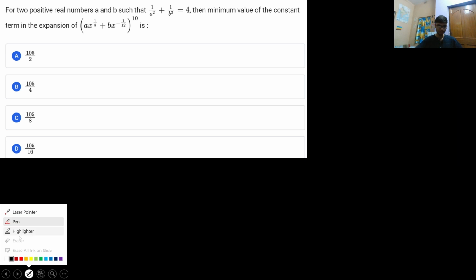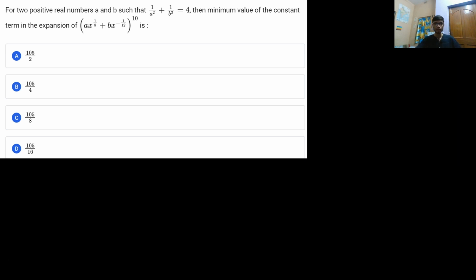And the sixth question, okay, is a very simple problem. It is saying for two positive real numbers a and b such that 1 by a square plus 1 by b cube is equal to 4. So this particular relation is given, and whenever you are asked to find the minimum value, you should understand that there is some AM, GM, HM inequality involved. Okay, AM-GM inequality is involved.